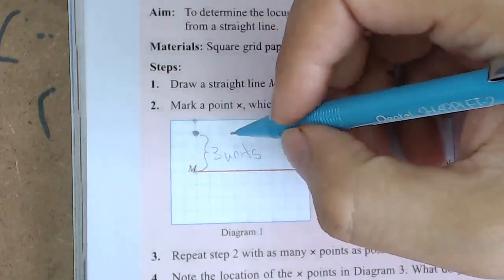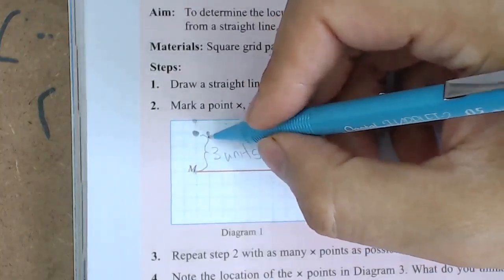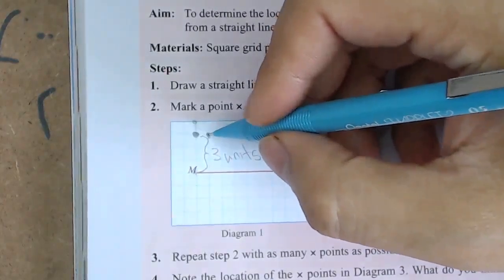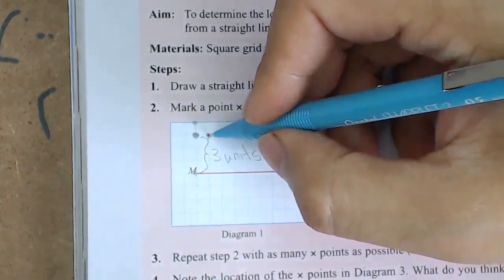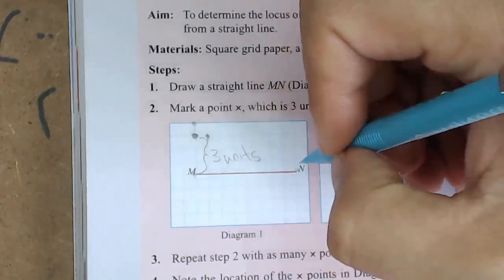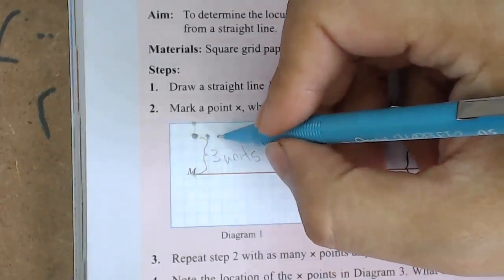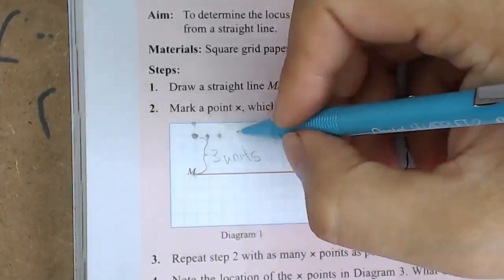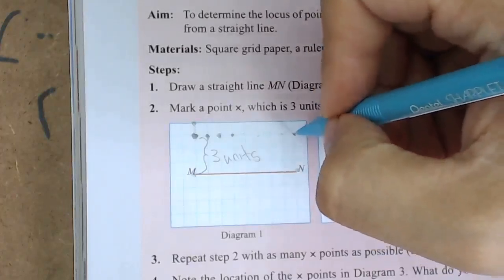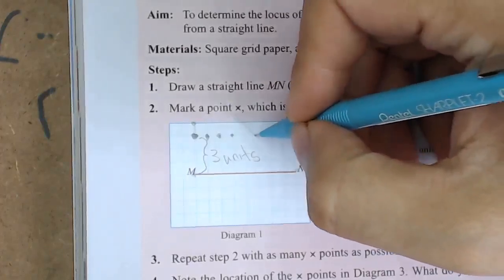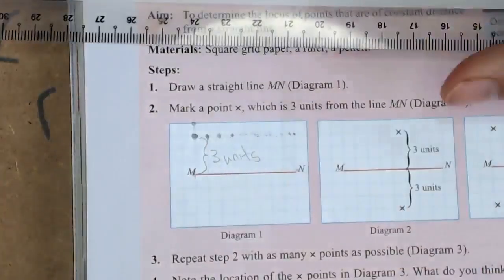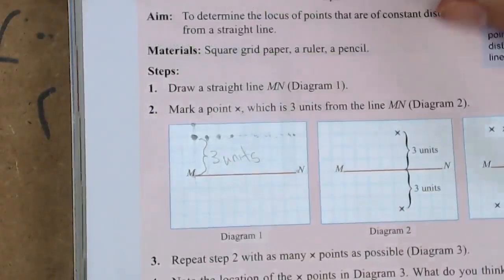Yes. Because if you be here, you still obey the condition. That is still 3 units from this line MN. And if you move to this, still 3 units. To this, to this, to this, and at last you will have so many points there. Dia kena 3 unit je. Tak boleh lebih. That is the condition.